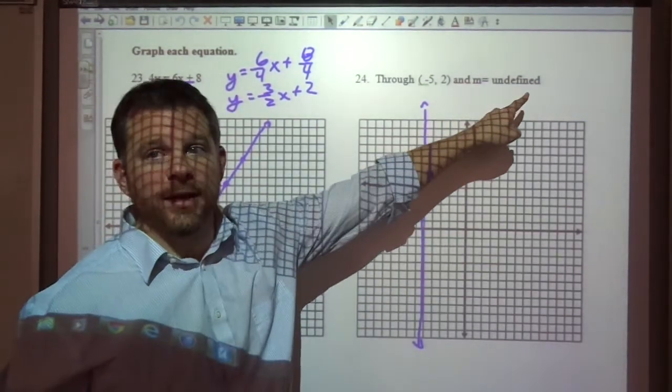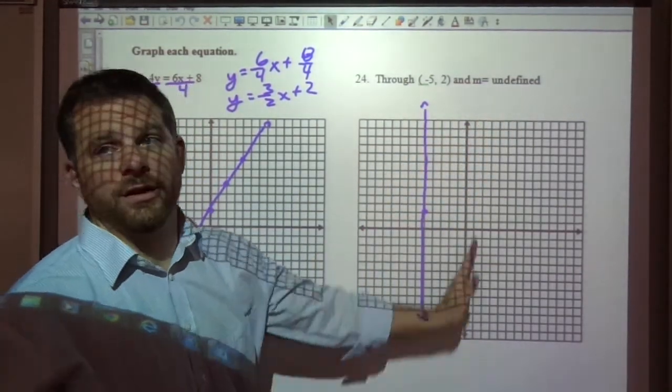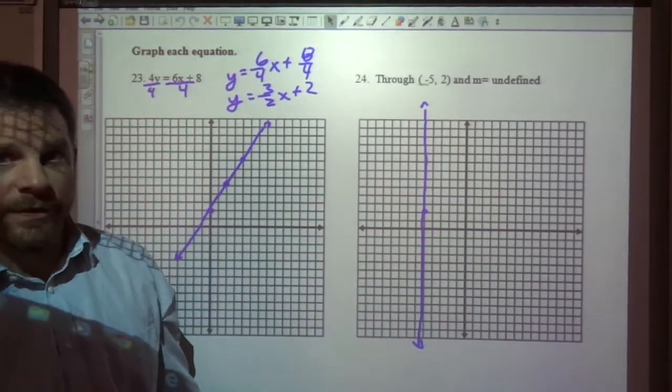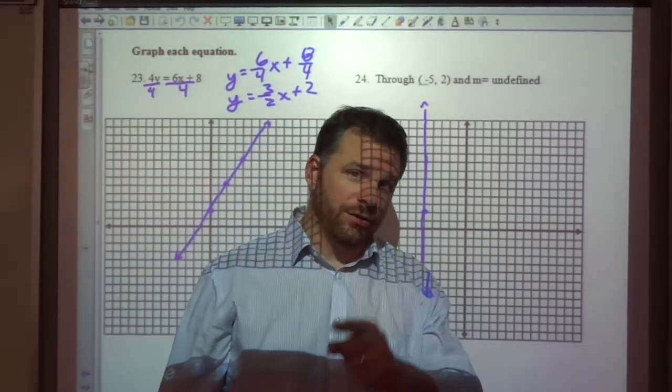Last problem, it's going through this point, negative 5, 2. And it's an undefined slope. Undefined is straight up and down vertical. There's my graph. Hopefully this will help you to do better as you do your retake.